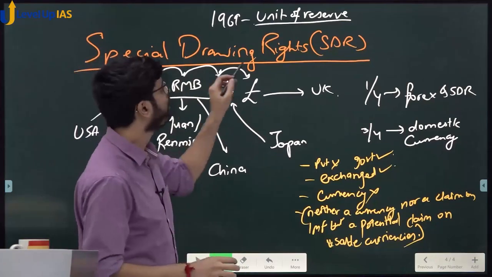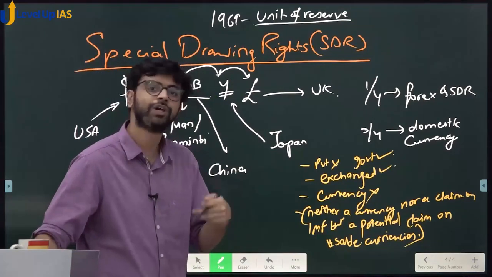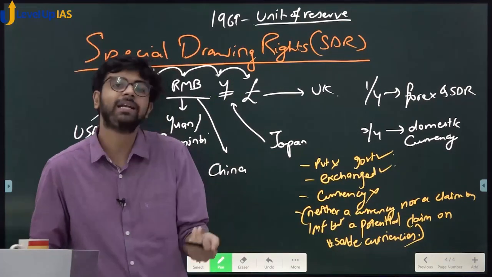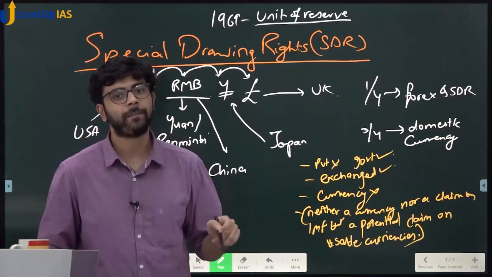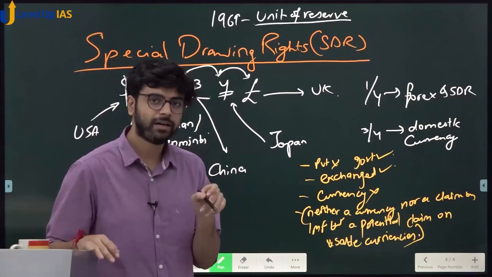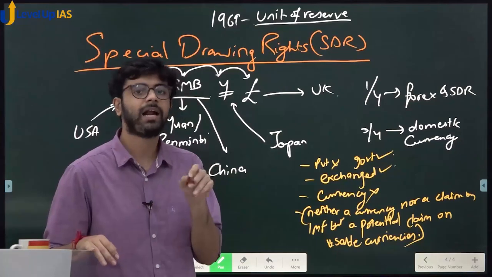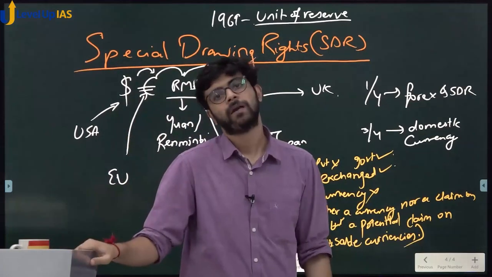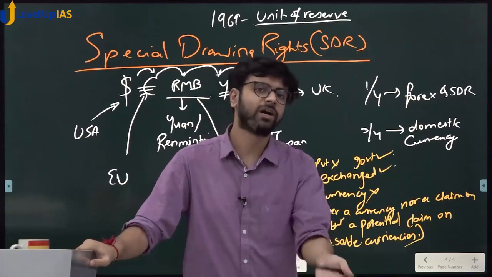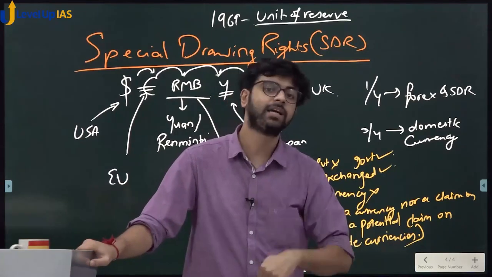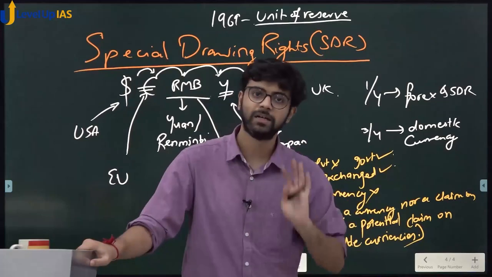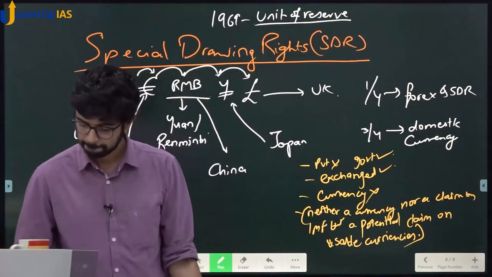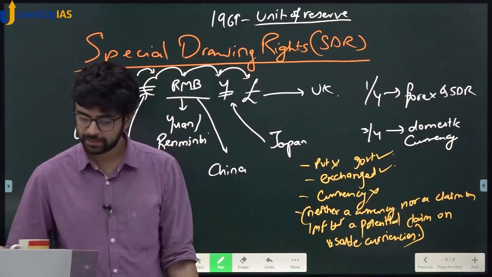It is a special drawing rights. It is your right. It is a paper showing ki you will get money. But it is not money in itself. Samjha? If I give you a paper saying ki of 100, paper pe I will write 100 and I will tell you ki anytime you come, I will give you 5 rupees. Theek hai? So that paper itself is not a currency, na? But anytime it is a potential claim. You can claim 5 rupees from me and take it away. Samjha itna?